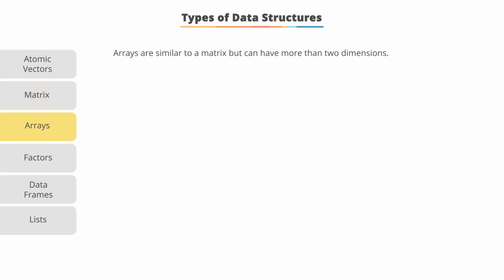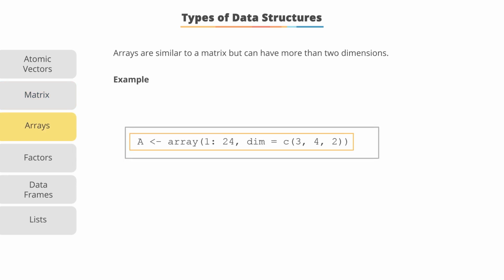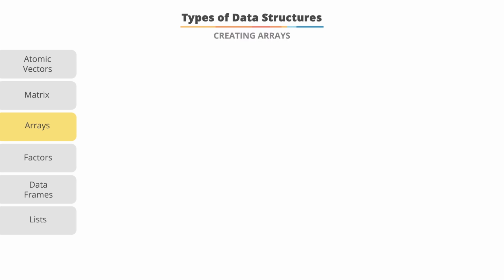Arrays are similar to a matrix, but can have more than 2 dimensions. So here you see an array, 1 through 24, and you're looking at x by y by z dimensions. So essentially, it's a little bit harder to visualize this because you're kind of thinking of it as stacked Excel files. I know this can be overwhelming, but I'll try to go through this as simply as possible.